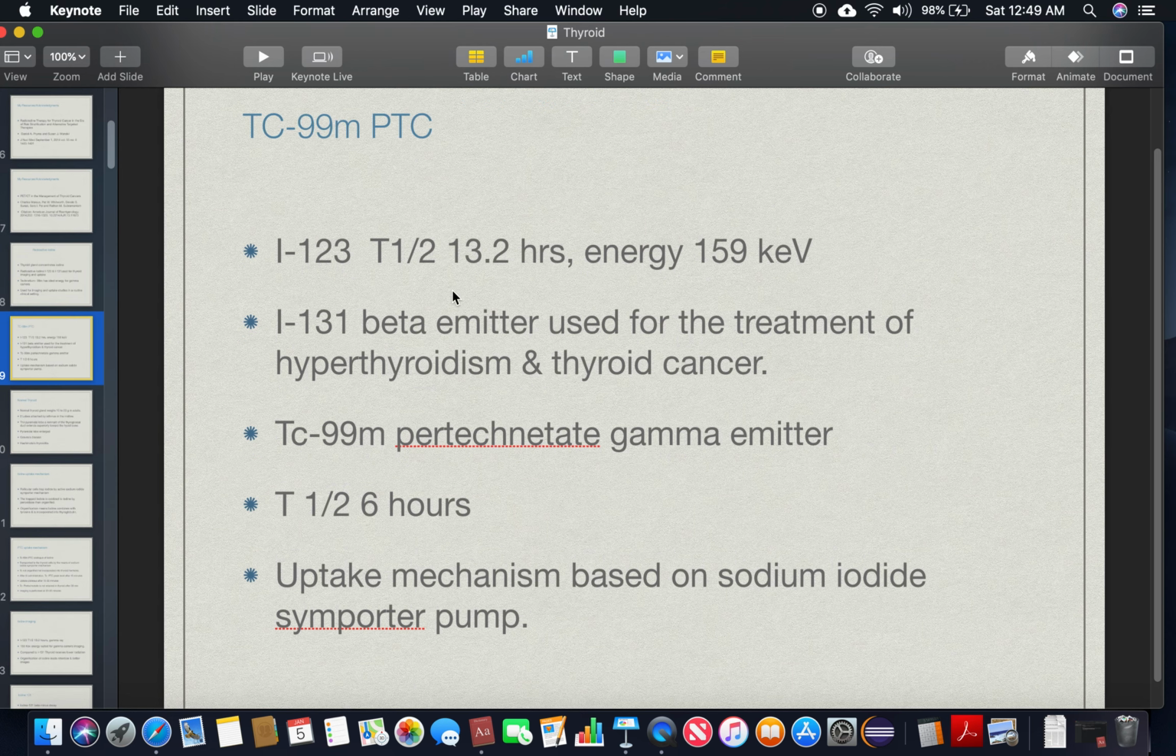Now, pertechnetate is the other agent that I mentioned. Iodine 123 has a half-life of 13 hours, energy of 159 keV. Iodine 131, on the other hand, is a beta emitter, and it is used for treatment of thyroid cancer and hyperthyroidism. Pertechnetate is a gamma emitter with a half-life of 6 hours, and it has an uptake mechanism based on the sodium iodide importer pump, which is similar to iodine.